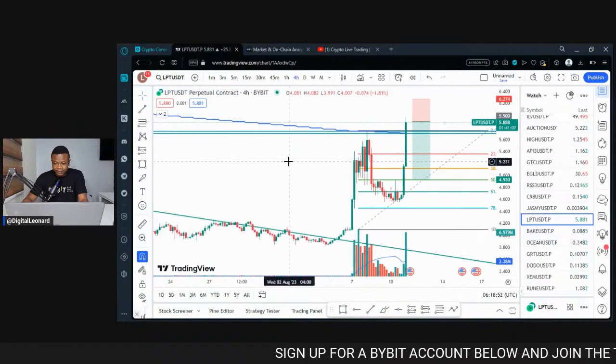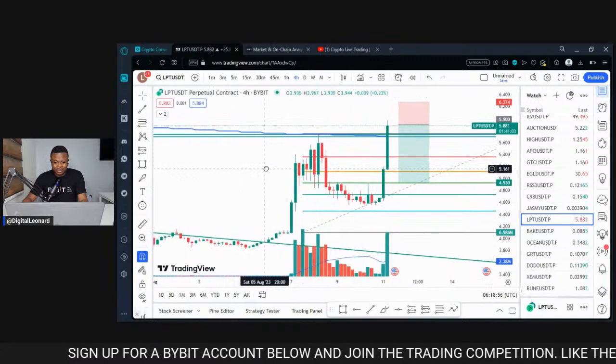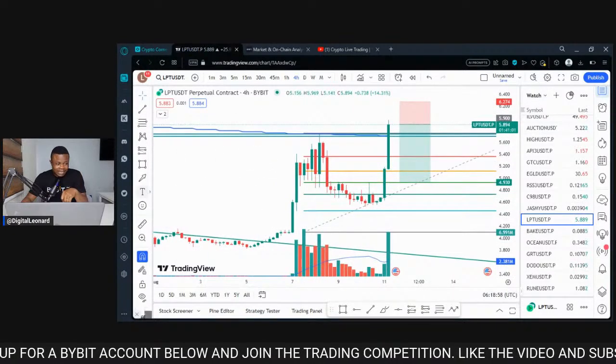This trade right now is running in profit, depending on your entry.